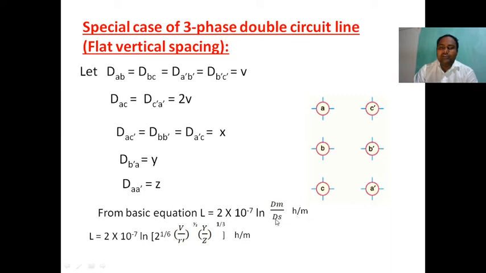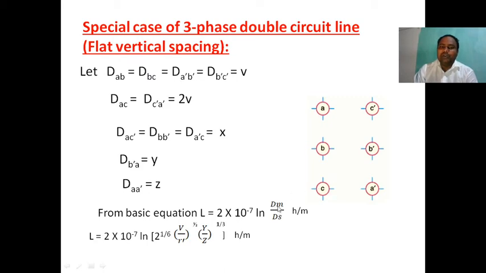So in the self GMD, what is the Ds1? Ds1, as we already discussed, belongs to phase A, which has four combinations. What are the four combinations? D A to A, D A dash to A dash, D A to A dash, D A dash to A, whole power 1 by 4. So that is the Ds1. Similarly Ds2 and Ds3: Ds2 belongs to phase B, Ds3 belongs to phase C.